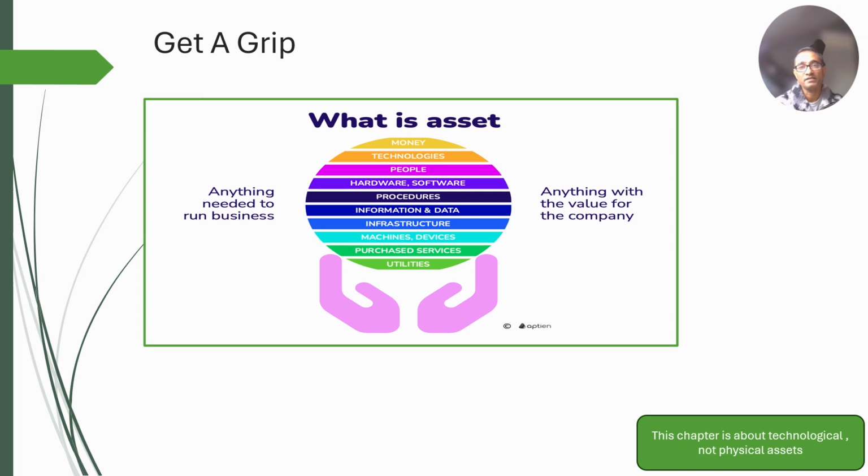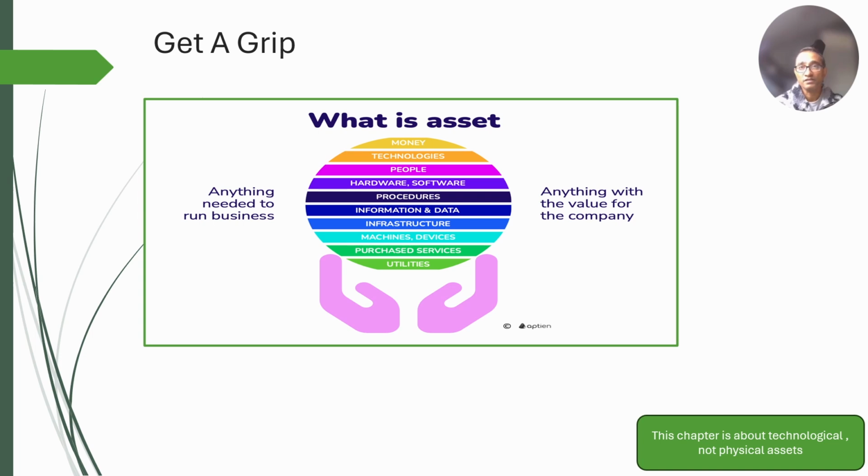It is important to understand that in this particular domain, the asset is mostly dealt with as a technological asset and not a physical asset, though physical assets are no less important than technological ones. The coverage in this domain is dominantly about technological assets. The physical assets and the related security is something we will see in the next domain, domain 3.